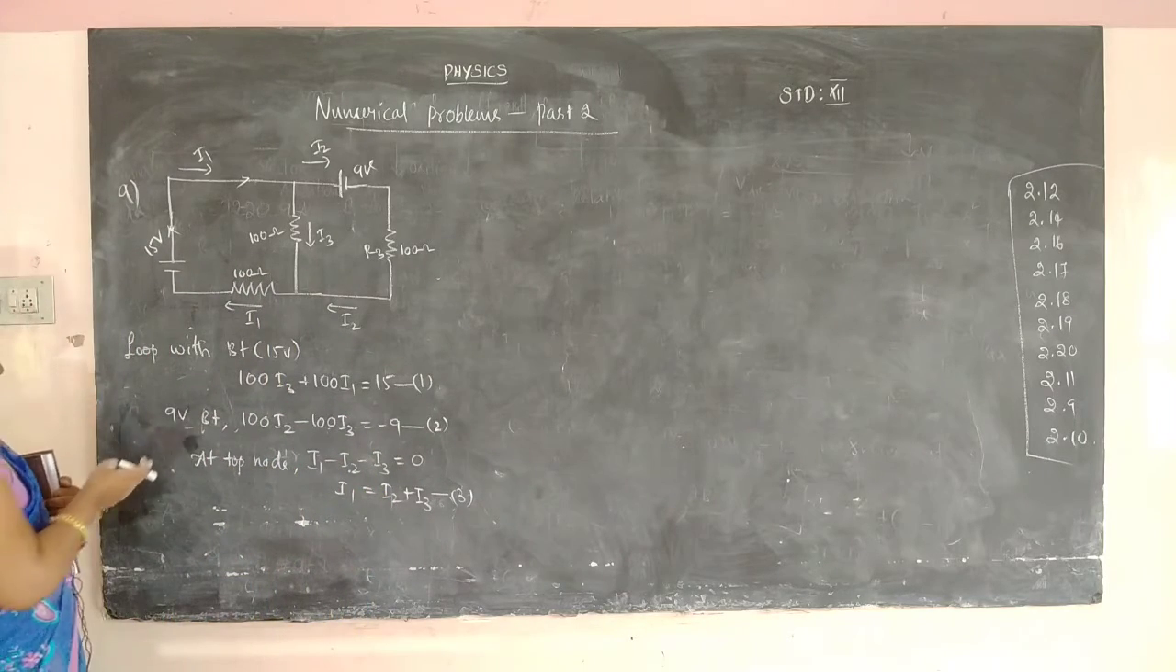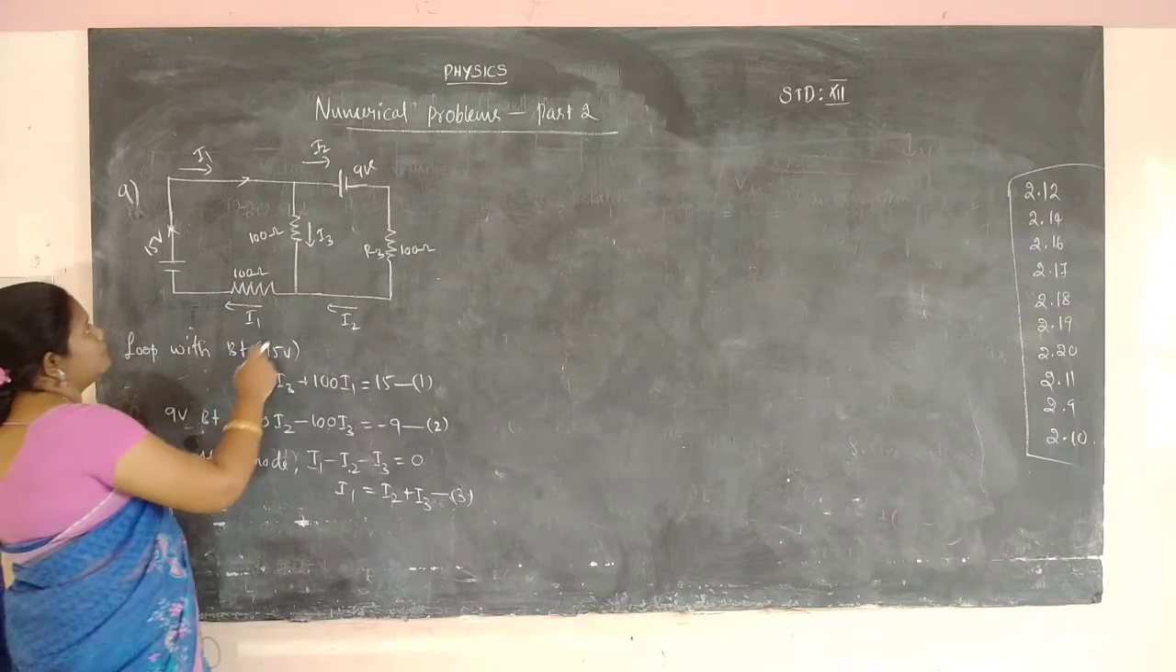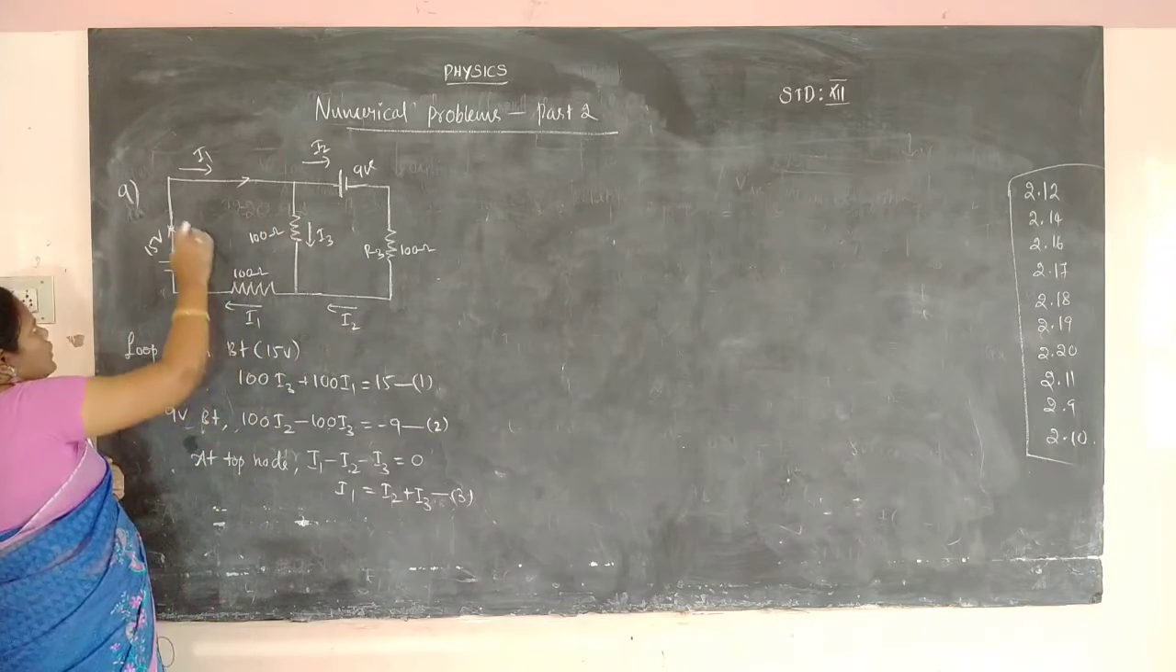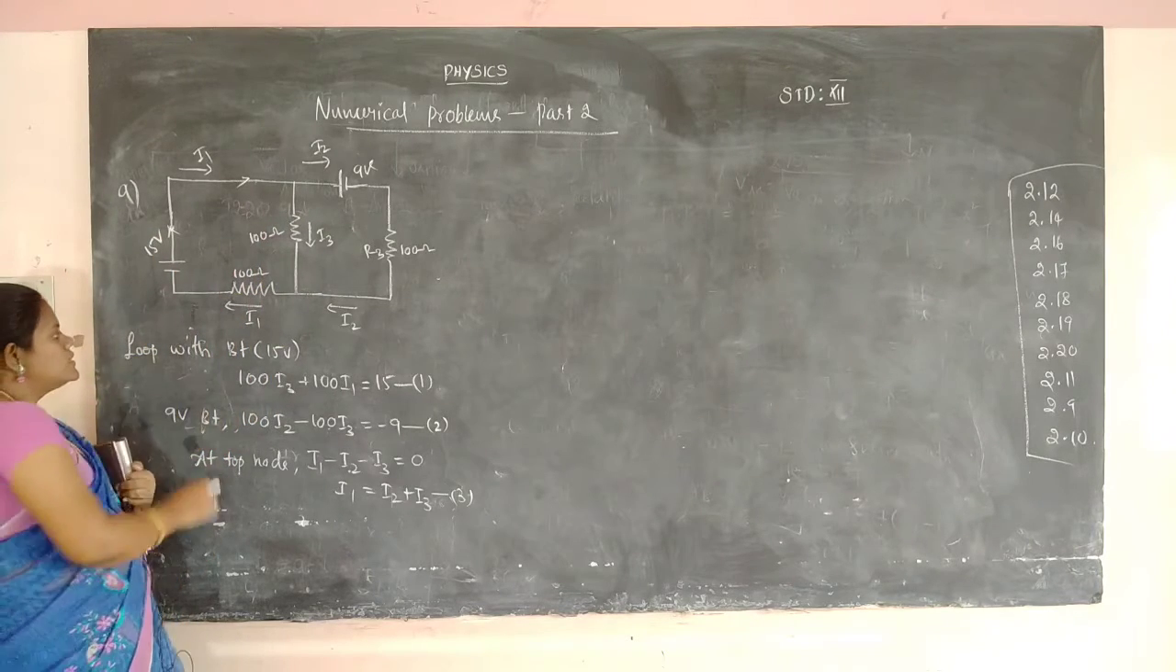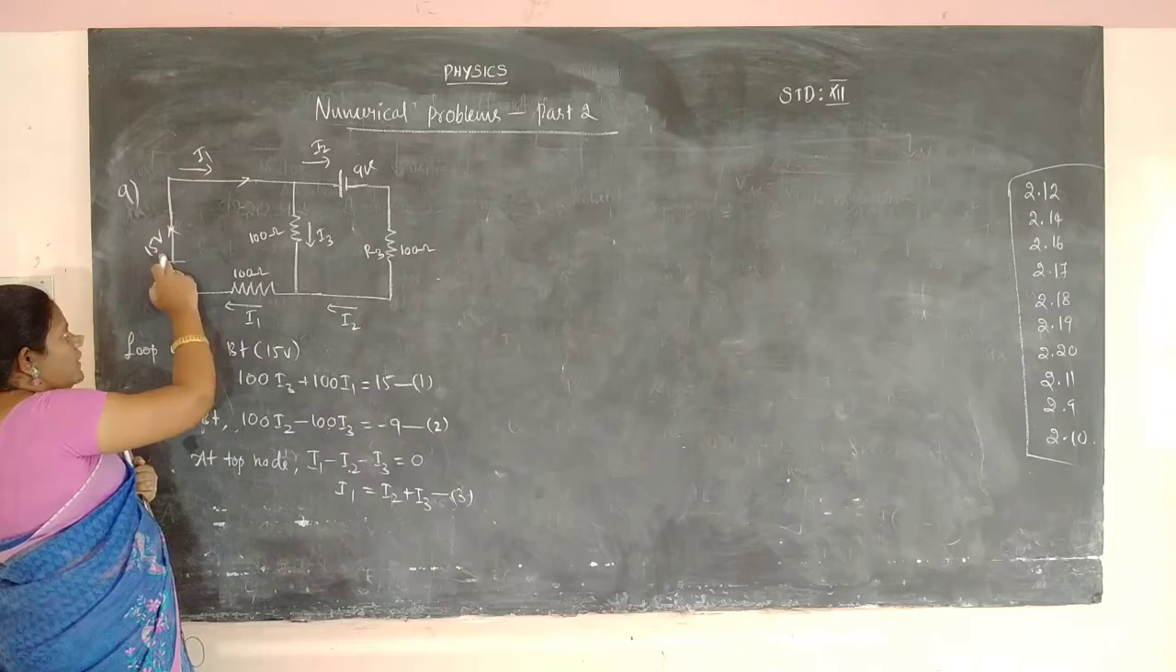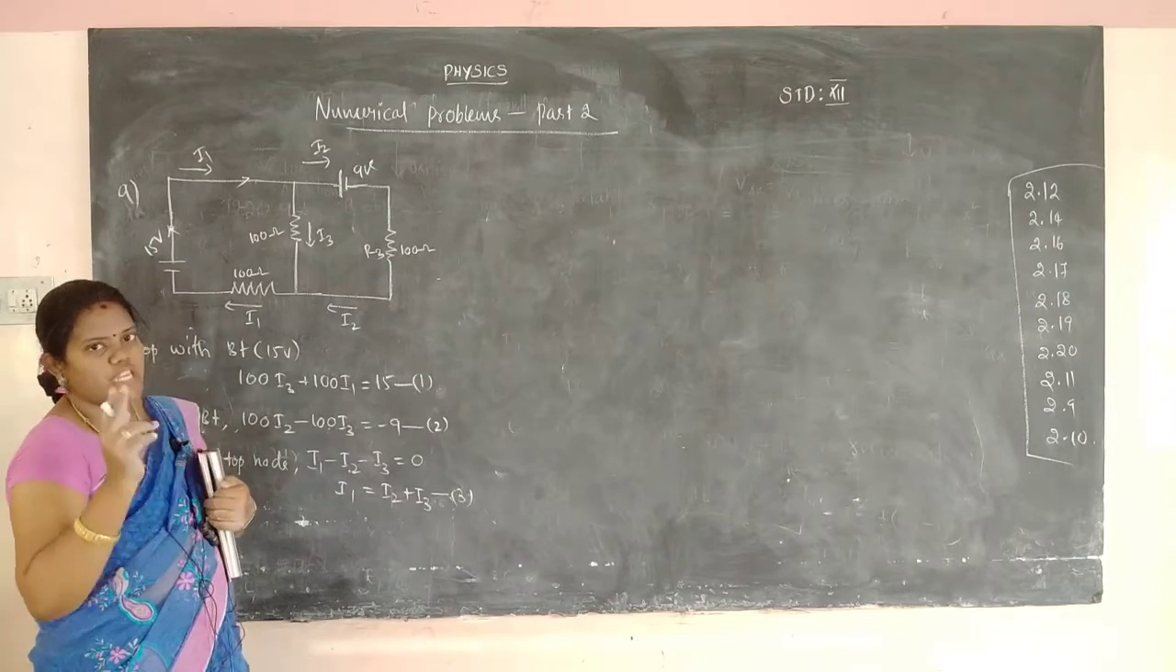First we apply the rule to the loop with the 15 volt battery. We take only that loop, 1 2 3 4, the loop we have to consider. So we apply Kirchhoff's second rule.